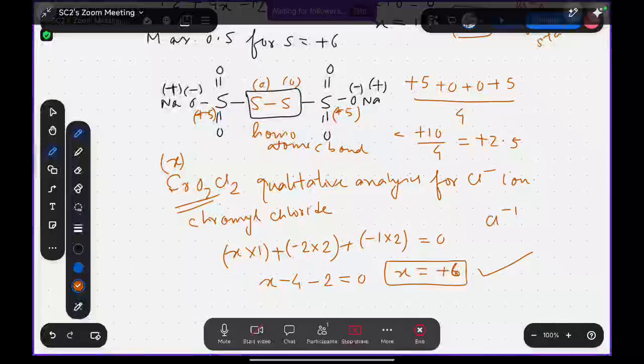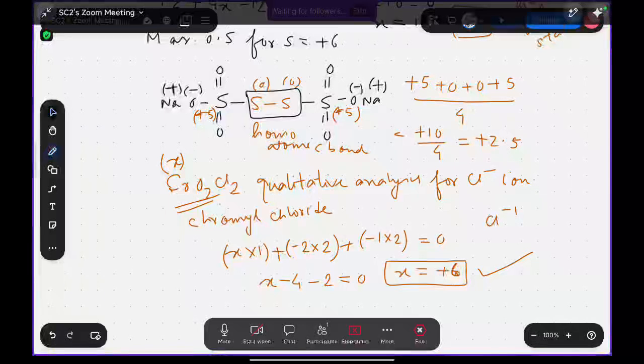Chromium is a transition element, a d-block element. It can have variable oxidation states. It shows multiple oxidation states, +2, +4, +6. Similarly, +6 is the highest; it cannot have more than that. So in this compound, chromyl chloride, the oxidation state of chromium comes to be +6, which is possible.